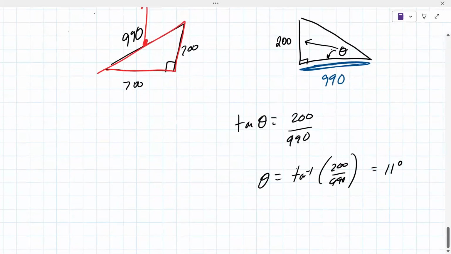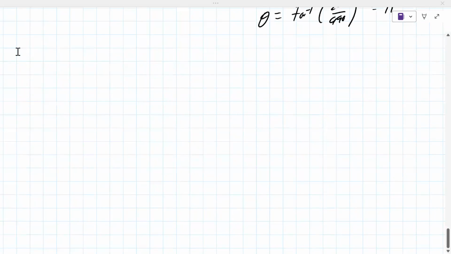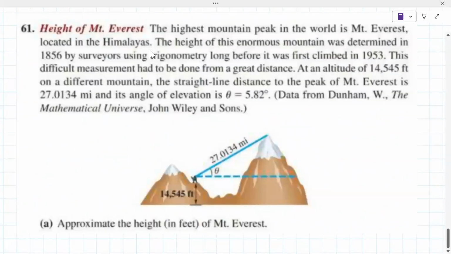All right. Next one here, the height of Mount Everest. It's going to sound horrible, but a lot of people die every year trying to reach Mount Everest. There are some great documentaries on that if you're into that kind of thing. So they're trying to show you that there's another triangle here, and whatever the height is, you're going to add the height to this one right here.